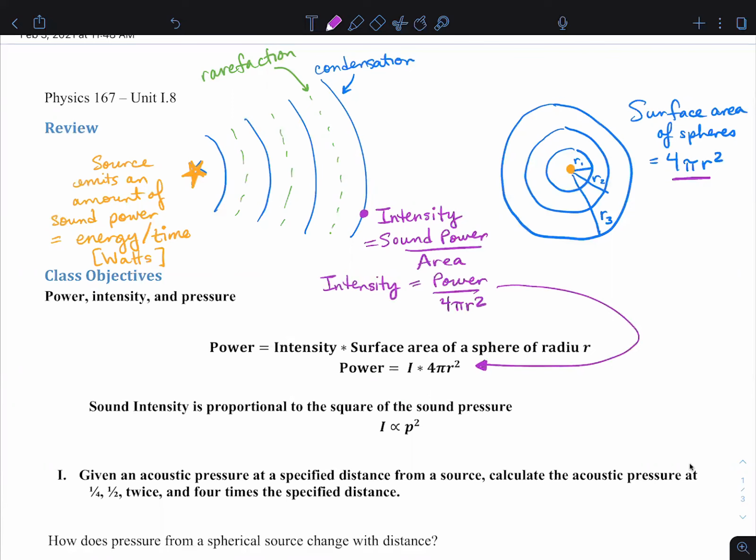So the intensity as a function of distance: if the radius increases, intensity decreases. You know that from real life. If you move farther away from the loudspeaker, it sounds quieter. But the ratio at which that happens is 1 over the radius squared, so the distance squared. But we're not actually going to use that.